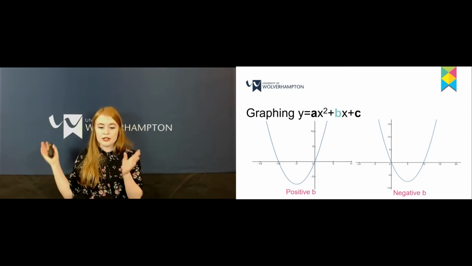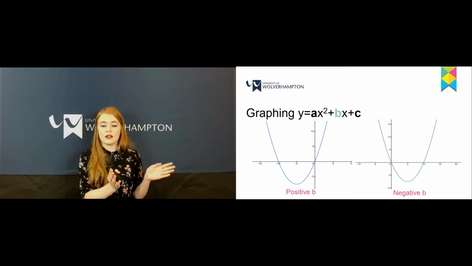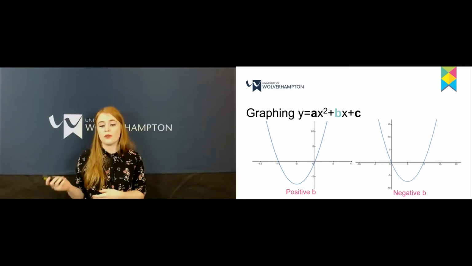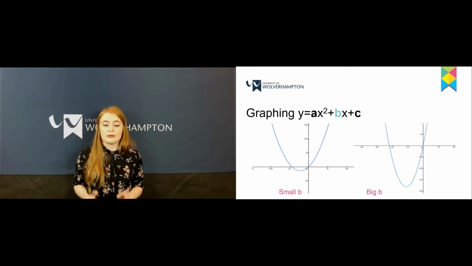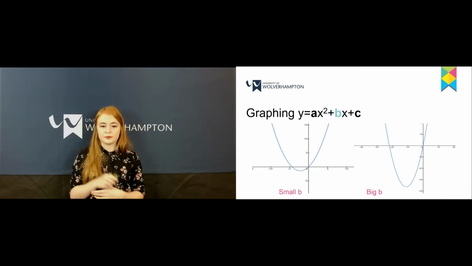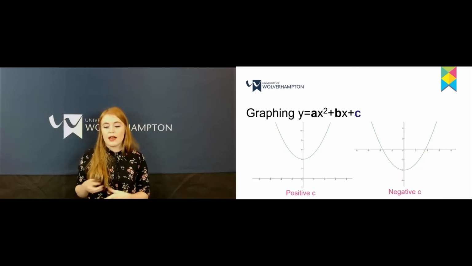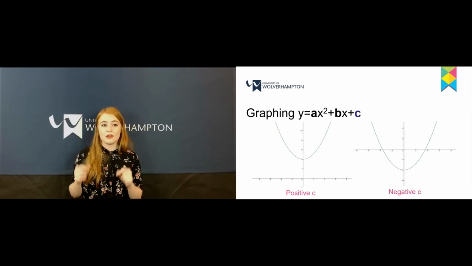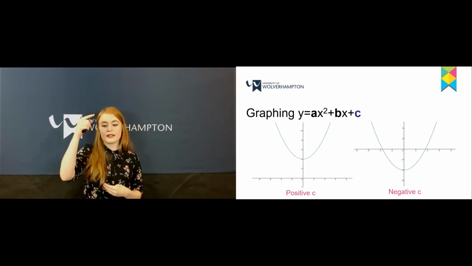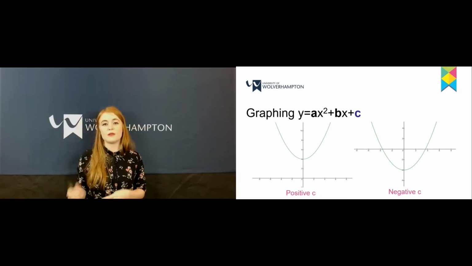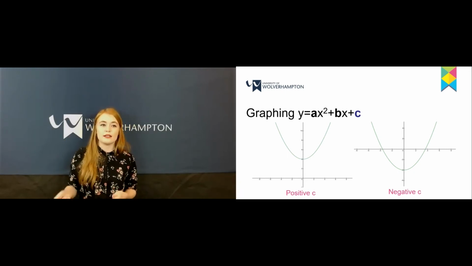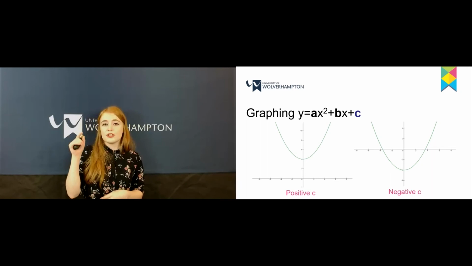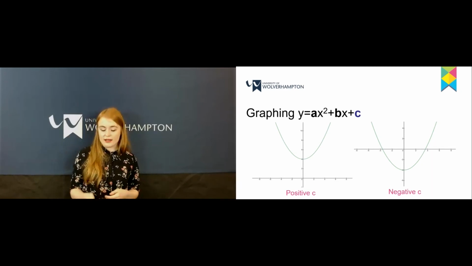When b is positive, it's over on the left-hand side, and when it's negative, it's over on the right. When b is small, it's more squished up, and when b is big, it's more squished down. Okay, and c, if that's positive, it moves it up the y-axis, and when c is negative, it moves it down the y-axis. Your c is called your y-intercept. So whatever your c is, that's where it will cross on the y-axis.